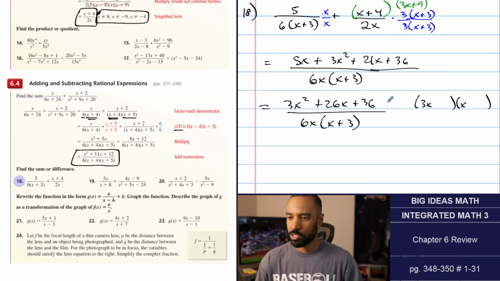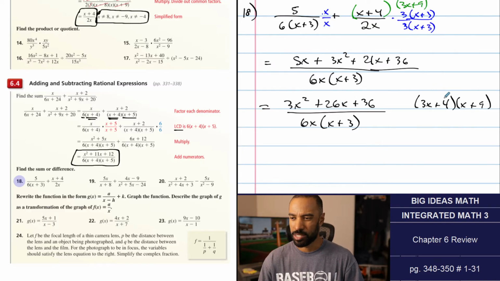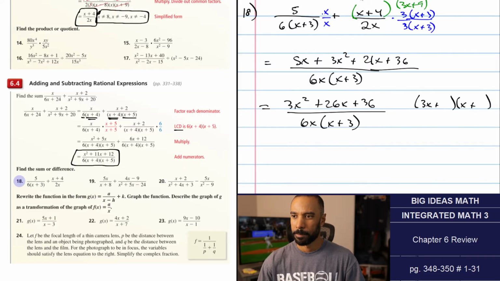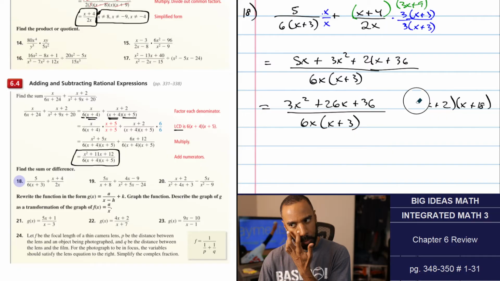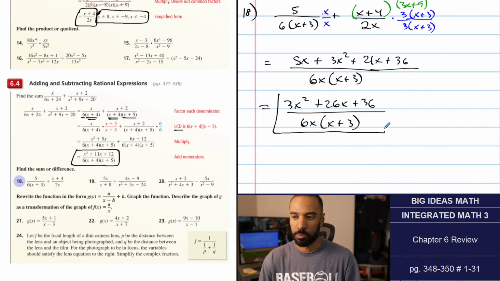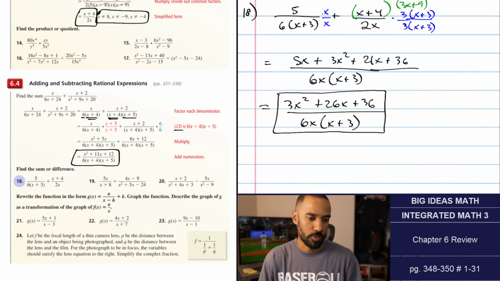3x and x. 36 has a couple things. The only problem with 36 is most numbers multiply with the 3. I can try 4 and 9. You get 27 plus 4 is 31. That's not 26. You can do 1 and 36, doesn't work. 2 and 18 is too big. I don't think this one's factorable, so I'm going to go ahead and leave it like that. None of the other ones we found actually were factorable, unfortunately. I like to try and make problems that are with those, and this one's not. All right, number 19.